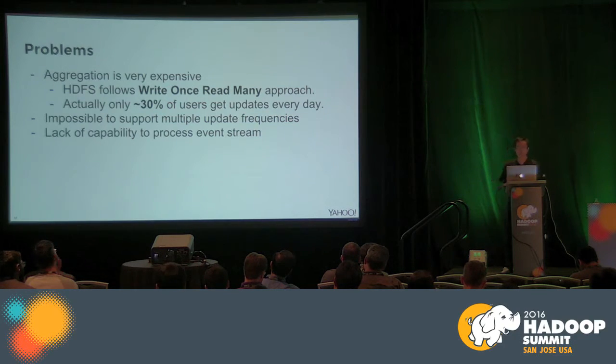So that's the first problem. Another problem is that our input data have different frequencies. Some data is even in event streaming fashion. But we cannot run multiple jobs on top of HDFS, like what I mentioned earlier. You cannot do in-place updates for the data. So we can only use one single frequency to process data with different update frequencies. And the last one is the lack of capability to process event stream data. That's also a downside of the old architecture.